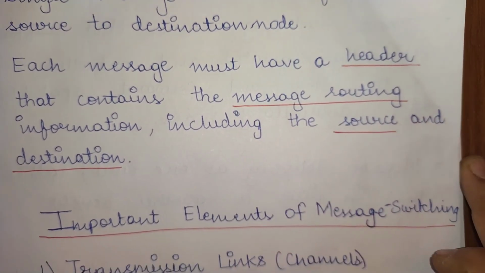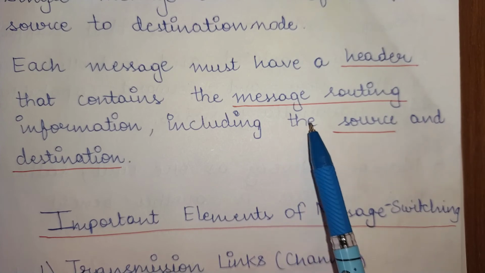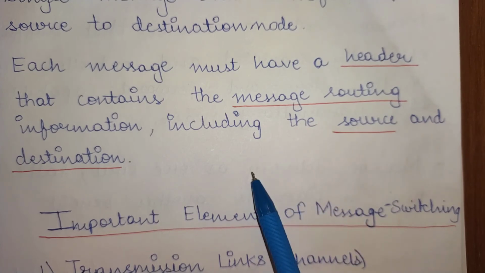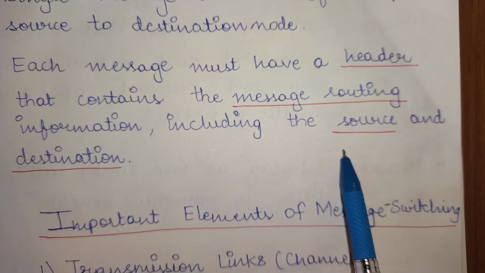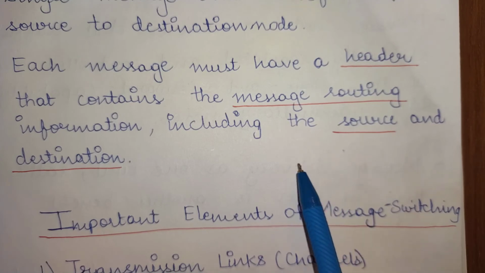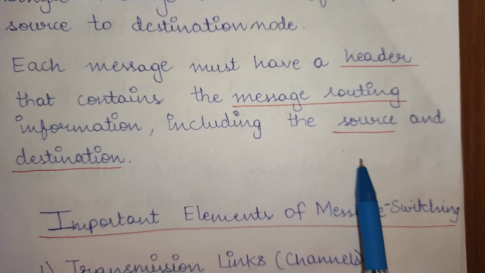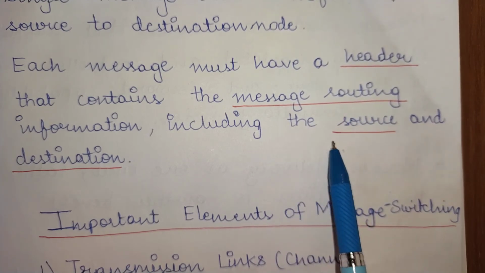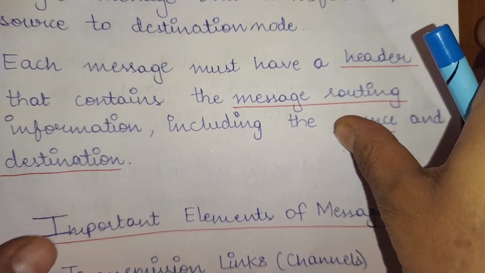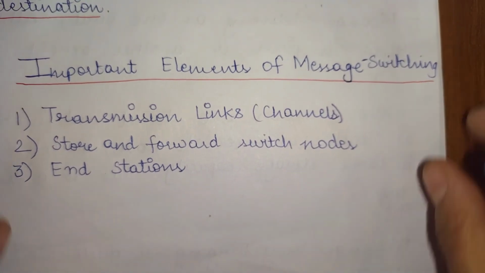So each message must have a header that contains the message's routing information: how that particular message must be routed, what the source and the destination are. Of course, to route the messages properly, you must have information about the sender and the receiver. Only then will you be able to choose an appropriate path for the message. So the routing information also includes the source and destination information, right?